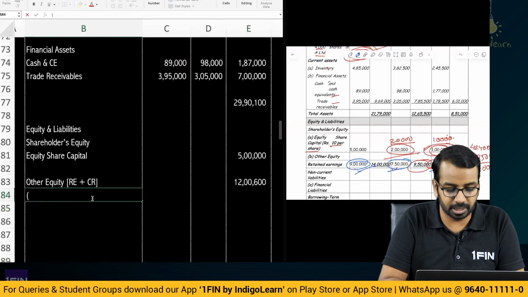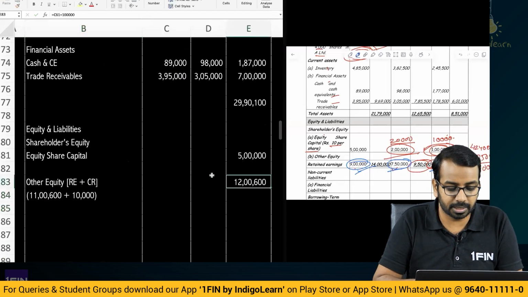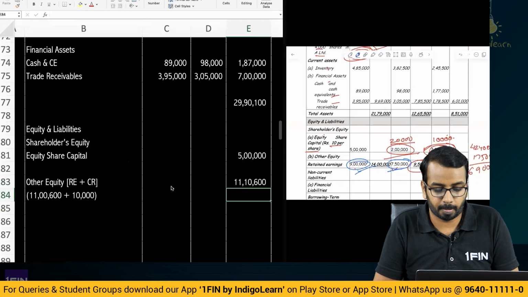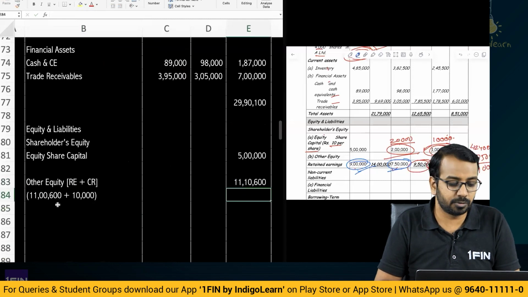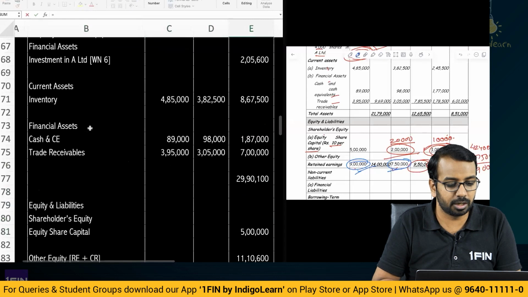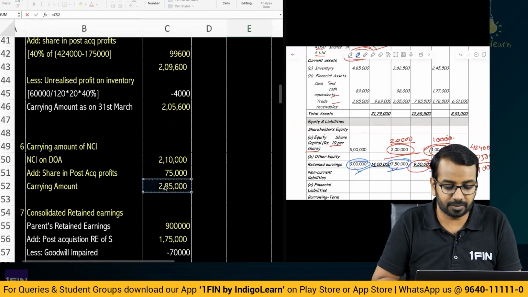You can show the working here: 11,600,000 plus 10,000. Actually it is 11,10,600. Other equity is 11,10,600. Then what do we have? Non-controlling interest. We have already done the working note for non-controlling interest. The non-controlling interest is at 2,85,000.